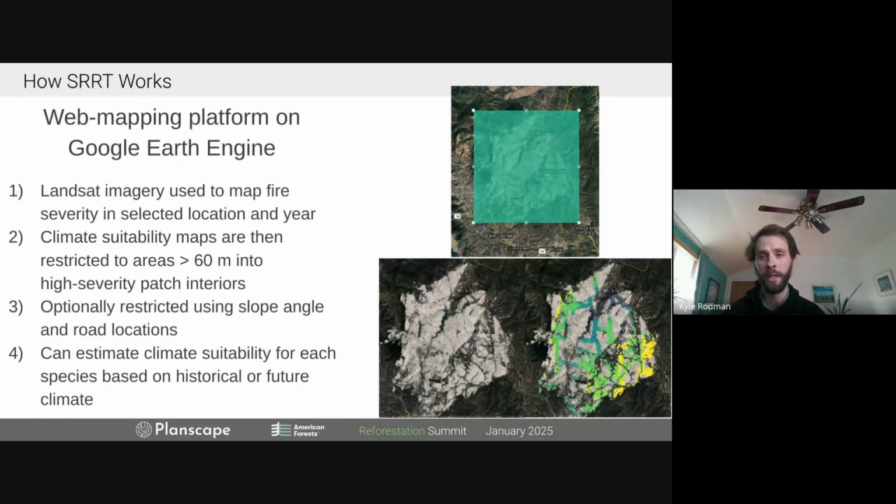We also have a component where you can use general circulation model outputs, and we've selected 3 general circulation models for the broader Southern Rockies that bracket the range of projected future conditions. So it's a composite of those 3. And so you can run this analysis for either historical or projected future climate. Next slide.